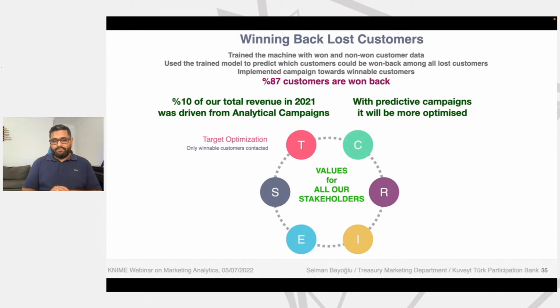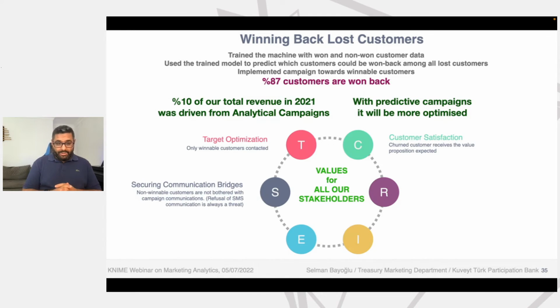Target optimization. When you do that with winning back lost customers, only winnable customers are contacted. Customer satisfaction. Churned customers receive the value proposition they expect. Maybe they have not found it, so we lost them. But when you are aware that they are lost and you touch them, they are coming back. And securing communication bridges.